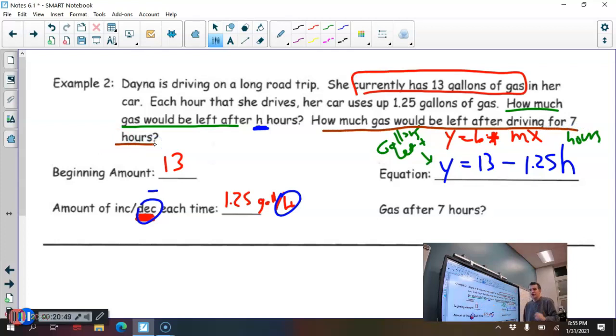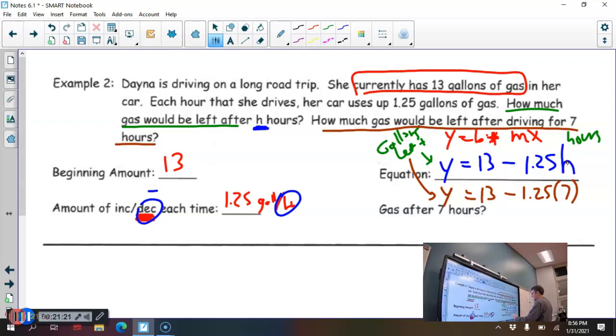All right, so I can use my equation, and on your homework, you'll have to use the equation to make a prediction. How much gas will she have after driving for 7 hours? So we're just going to take 7 hours and put that in for H. And by putting the 7 in place of the H, I can now calculate the Y value, which is how many gallons she will have left when H is 7.